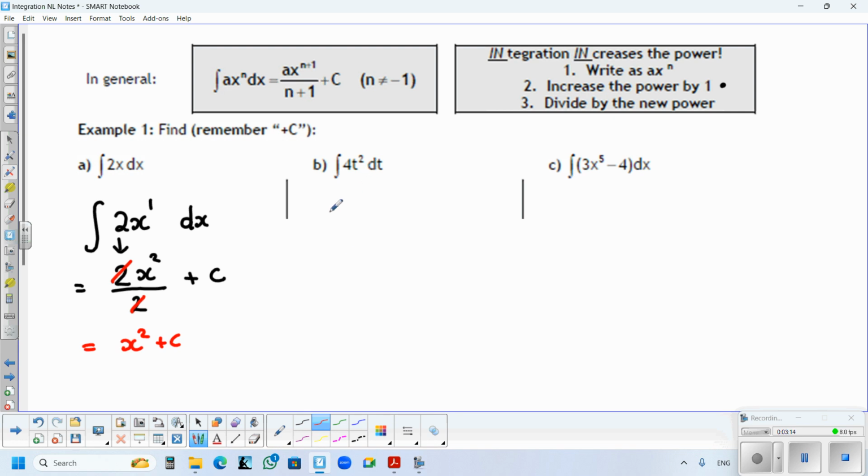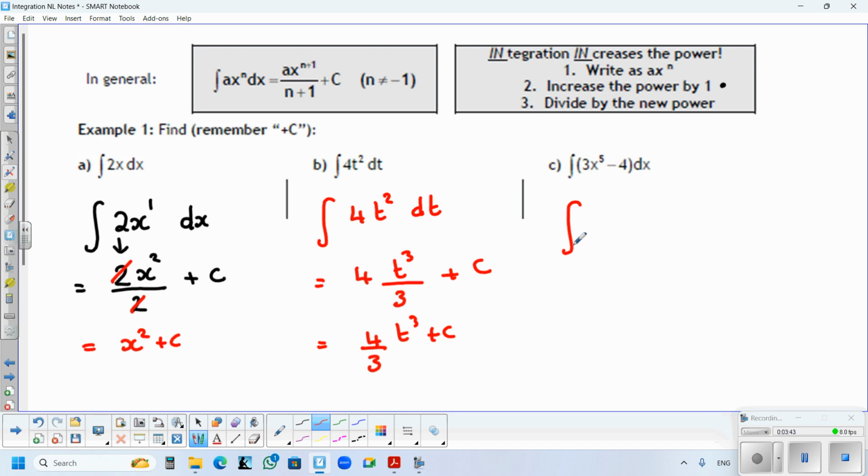This one here, we've got the integral of 4t squared dt. So I'm doing the t's. Forget everything else, leave that 4. And the t's, we're going to add 1 onto the power, and divide by the new power, and I can't forget, I must put in plus c. If I want to tidy that up, I can write it as 4 over 3 t to the power of 3 plus c.